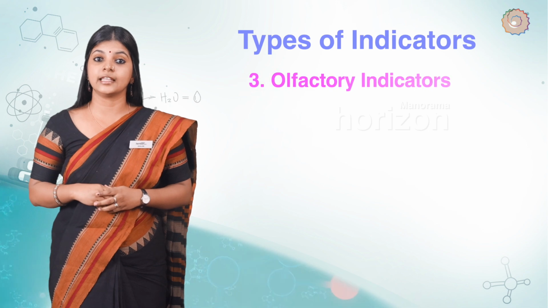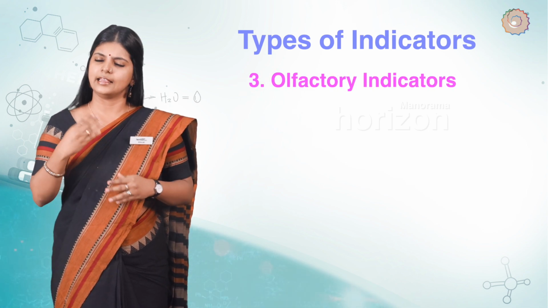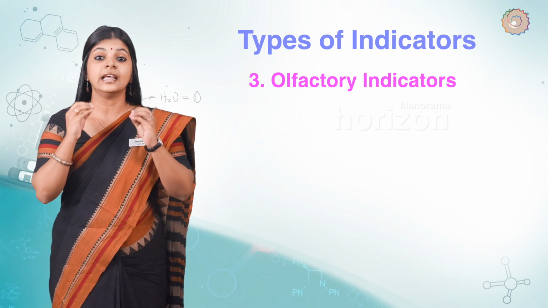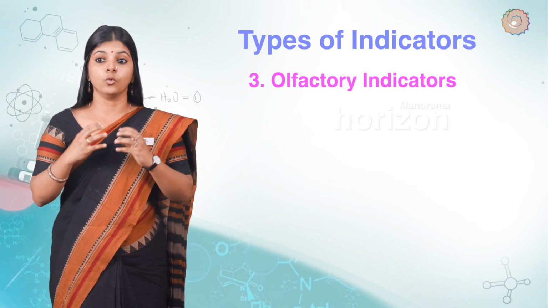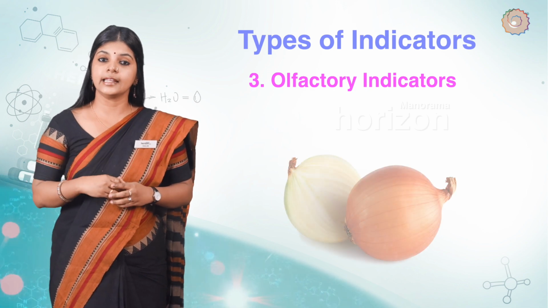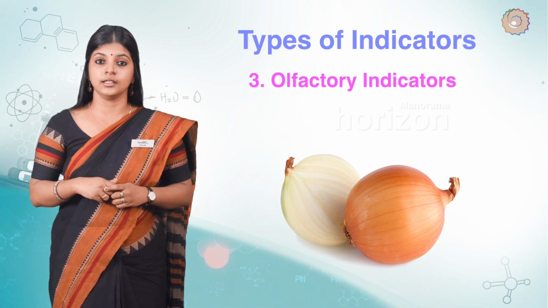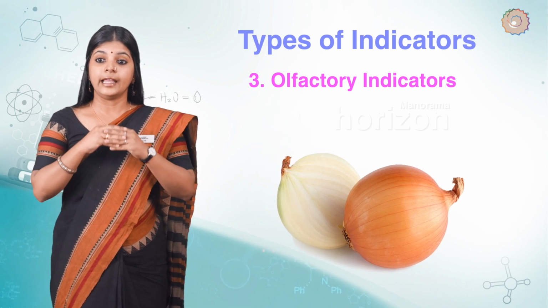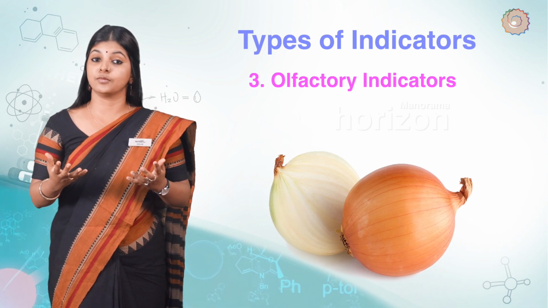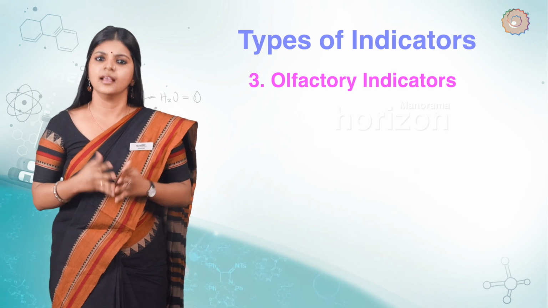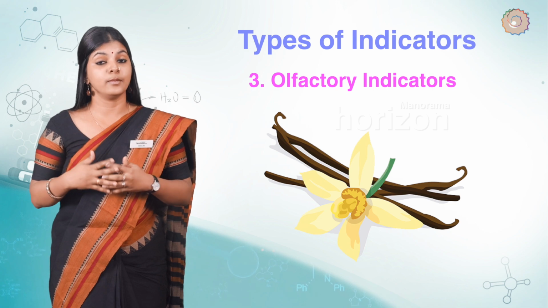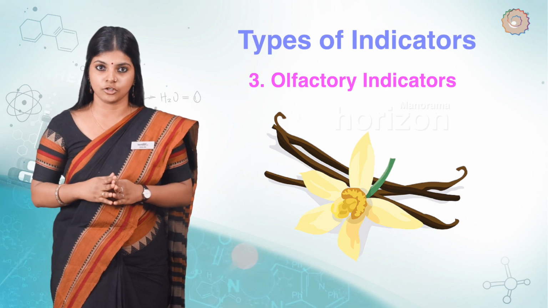Now the third type of indicators are olfactory indicators. These are different from the above two, that is natural and synthetic indicators. Why? Because olfactory indicators are substances which change their smell when mixed with an acid or a base. Let's take an example of onion, which is a natural substance. It is an olfactory indicator. It changes its smell when mixed with a base, whereas it does not change its smell at all when mixed with an acid. Same is the case with vanilla. It's got a nice smell, right? But it changes its smell when mixed with a base, but the smell does not change at all when mixed with an acid.